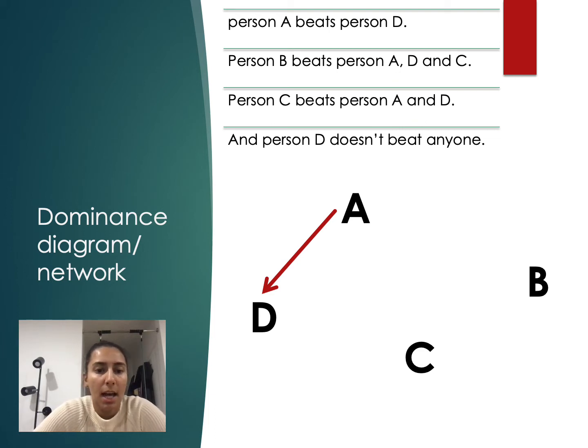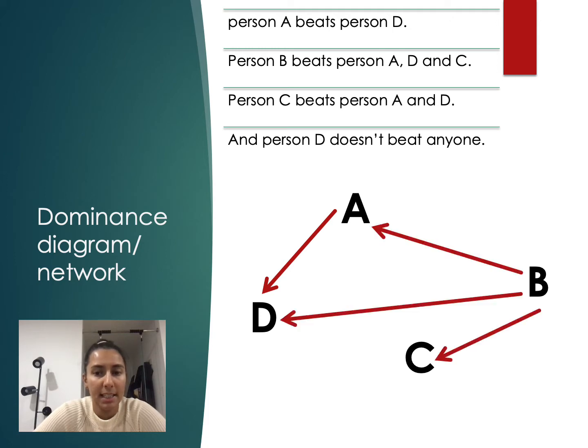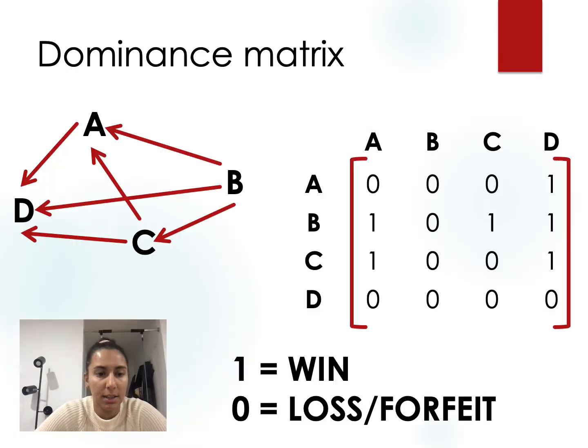So A beats D, so I have drawn an arrow from A to D. Then person B beats A, D and C, so I have arrows going to all of them. And person C beats A and D, and person D doesn't beat anybody. So the next thing I can do is create a matrix from this network.